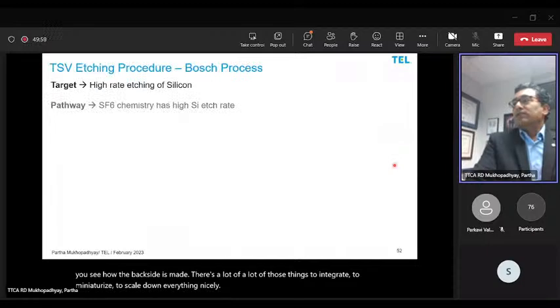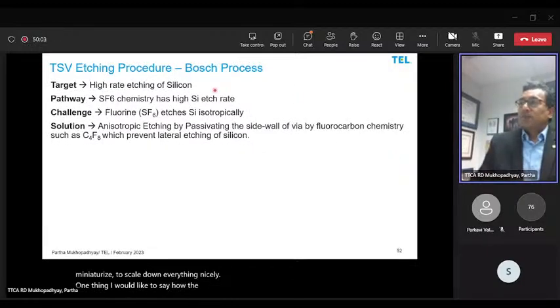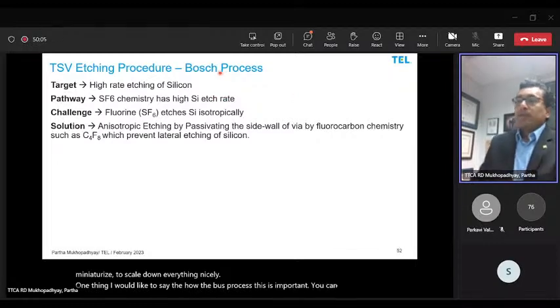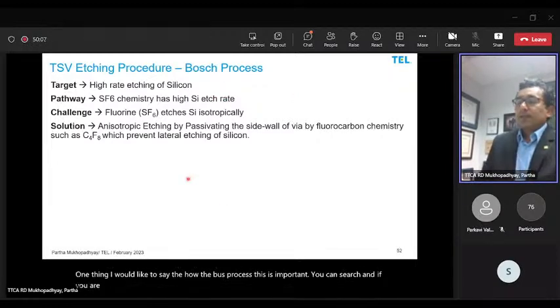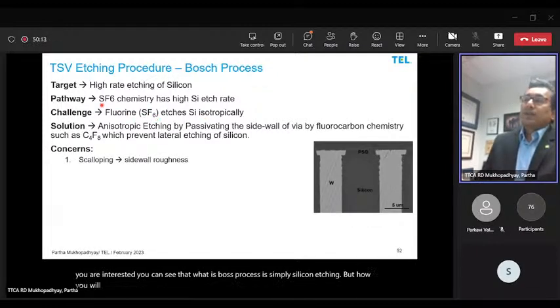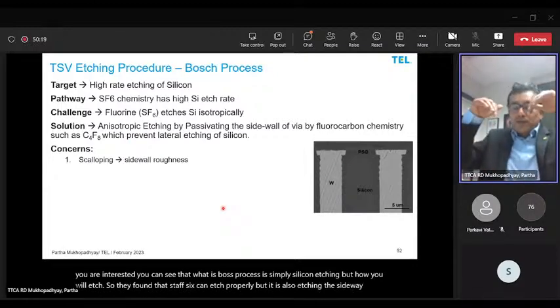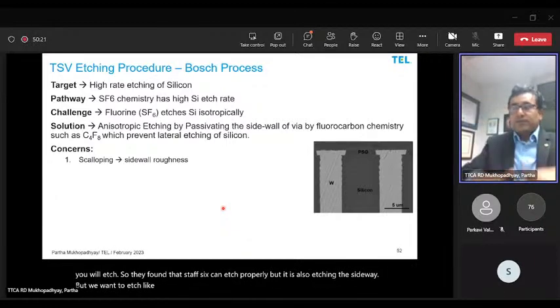One thing I would like to say is about the BOS process. This is important. You can search, and if you are interested, you can see what the BOS process is. It's simply silicon etching, but how do you etch? They found that SF6 can etch properly, but it also etches sideways. But we want to etch a straight trench.